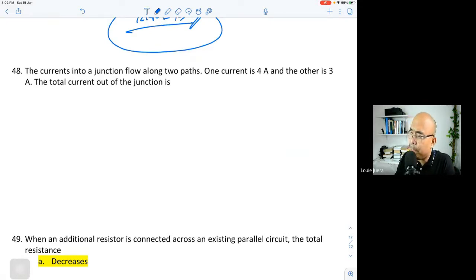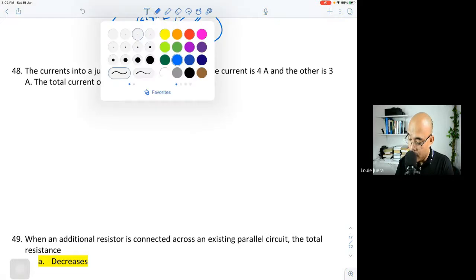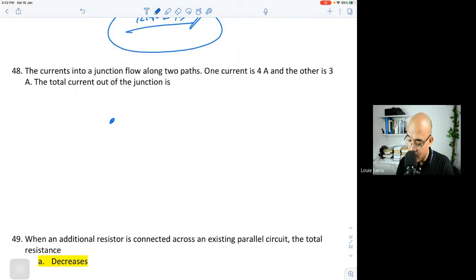A current into a junction flows along two paths. One current is 4 amperes and the other is 3 amperes. The total current out of the junction is, so basically what the problem is talking about here is you have a junction. An electrical junction is a junction like that. Something like that. So you have some nodes here, maybe some resistors there, some resistors here. But basically, this one here is a node or a junction.